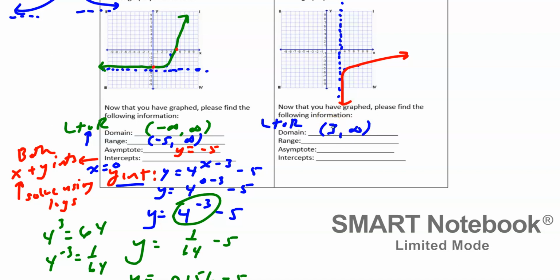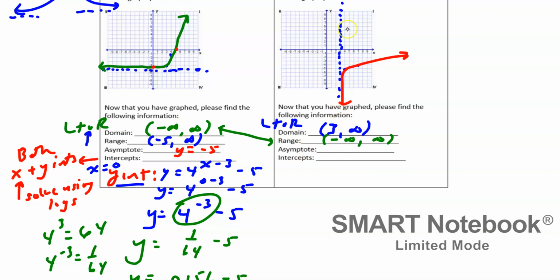The range would be bottom to top. So the graph goes forever towards negative infinity and forever slowly towards positive infinity. So the range is negative infinity to positive infinity, which again makes sense with the idea of an inverse, because the domain of one would be the range of the other, because x's and y's flip.